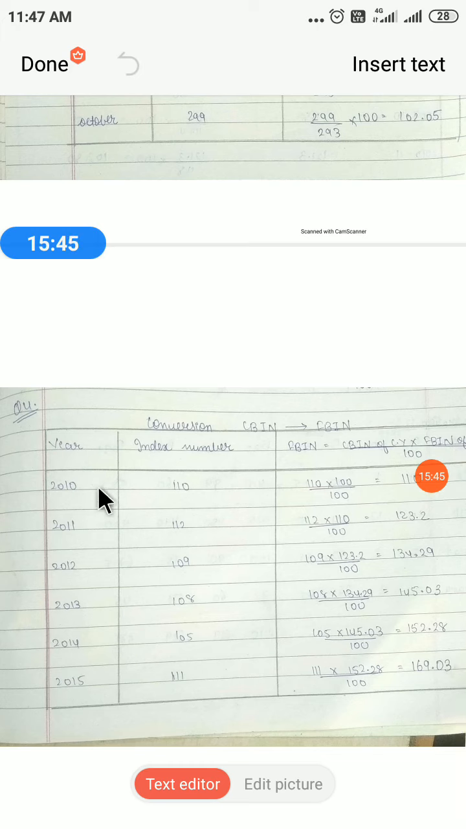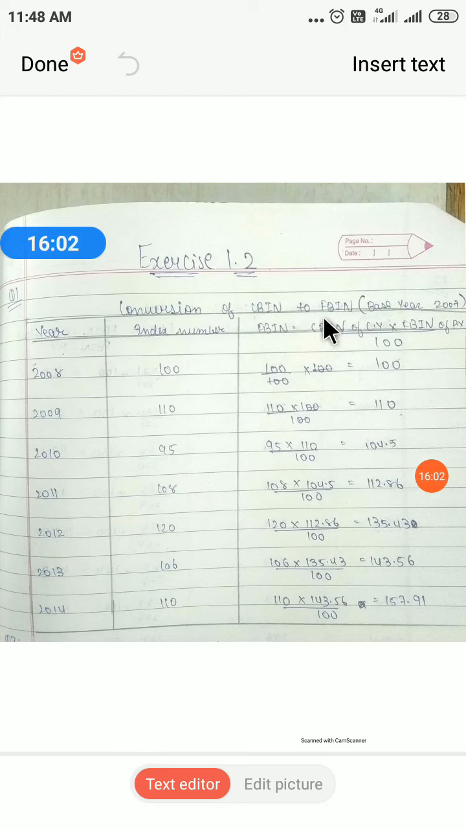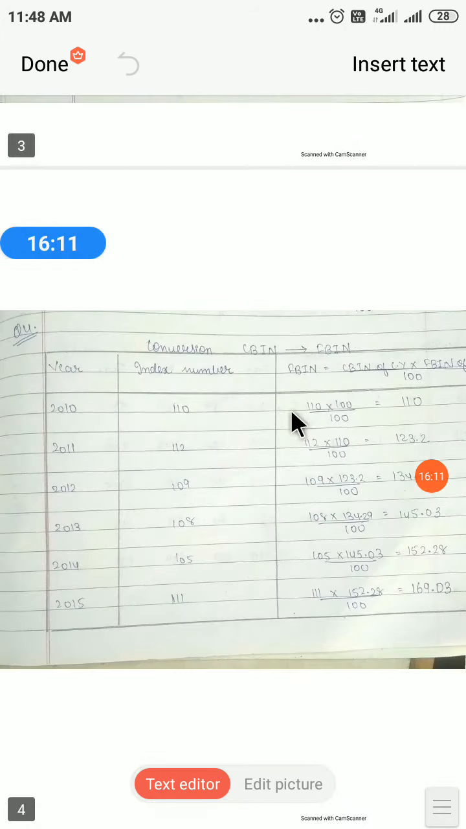Okay, for the year 2010 chain base is given 110, previous year is not given, right? No, so we will take 100 upon 100, so we get 110, right girls? See, in question number 1, they asked us to take 2007 as a base year. So for the base year we put 100, but here base year is not given. So what do we have to write? We will write 100 upon 100 is equal to 110. Then next 2011. So 112, which is already given, into 110 upon 100.